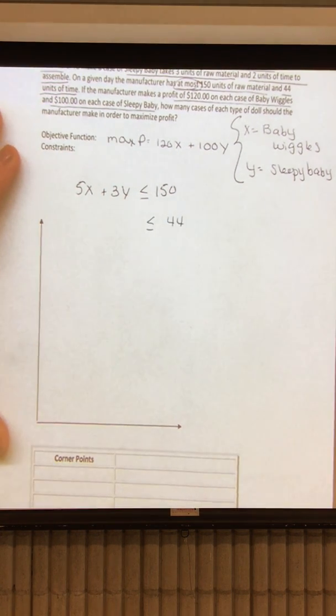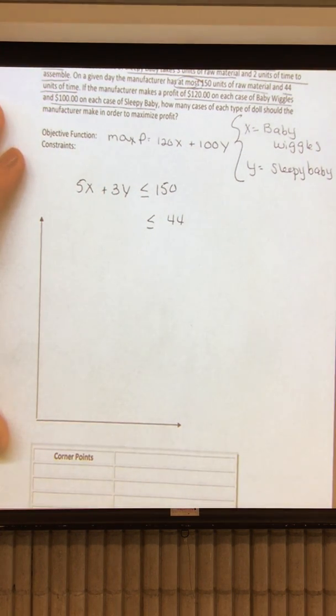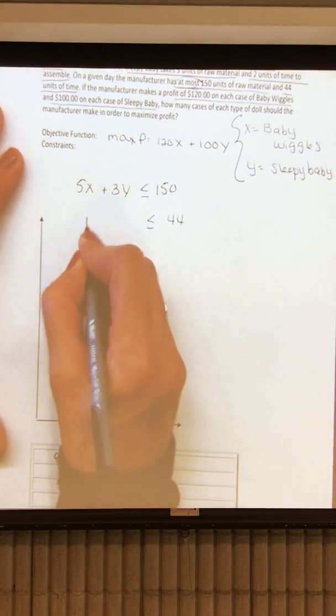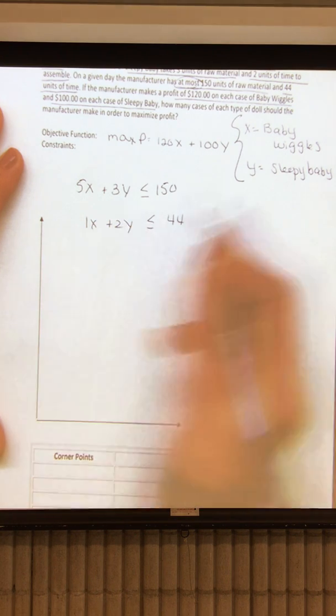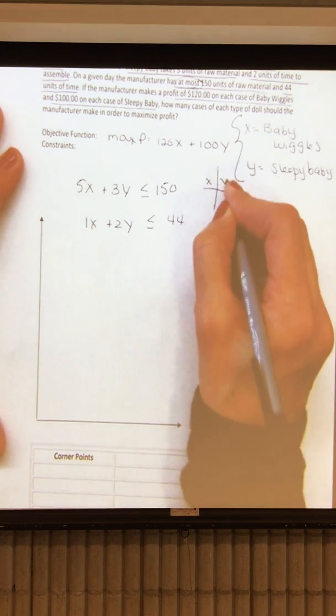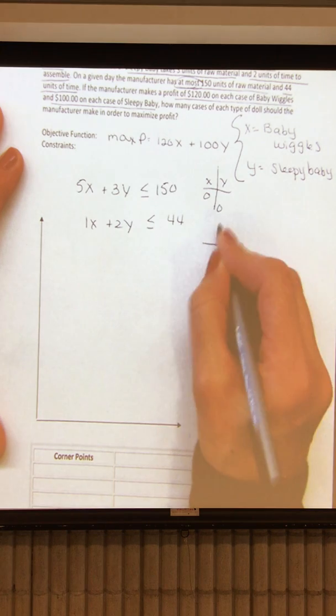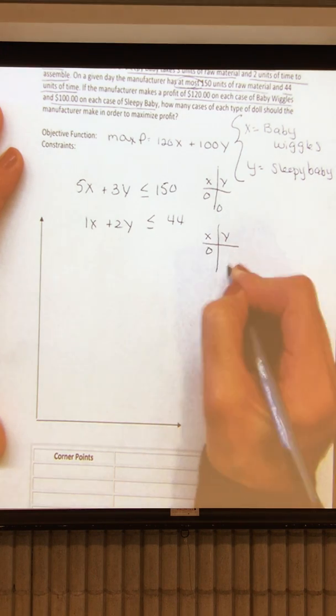And then we have time, so at most 44 units of time. This is our time inequality. So we have 2 units of time for sleepy baby and 1 unit of time for baby wiggles. So 1x plus 2y, making our table. And then we will graph our lines.